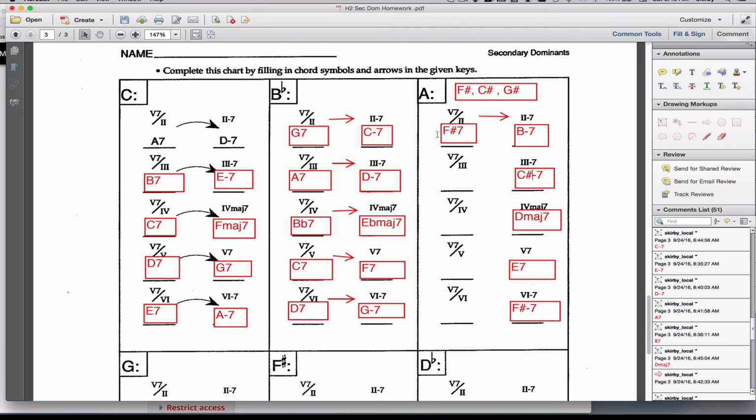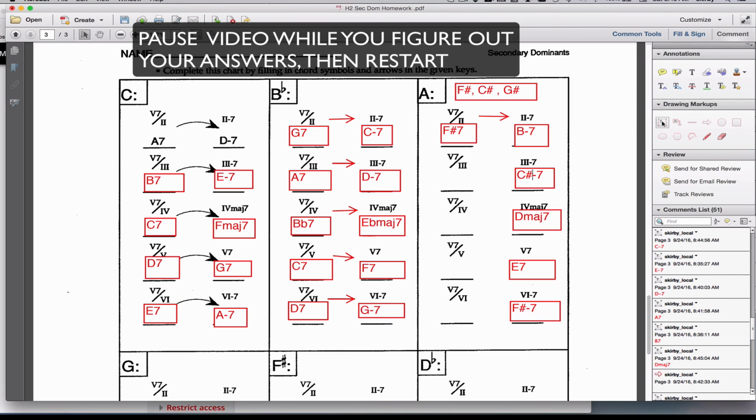Okay, now using our forward scale-wise method, I'm going to create all my secondary dominants. I'm going to go forward in the scale, so the next note after F sharp is G, then A, then B, then C, and then I'm going to apply the key signature. Do that while you pause the video and then check your answers. Don't forget to apply the key signature.